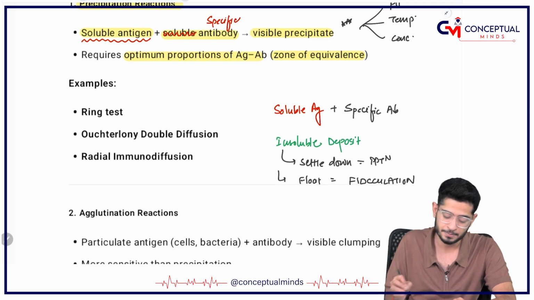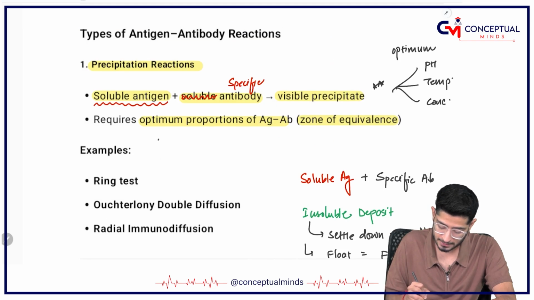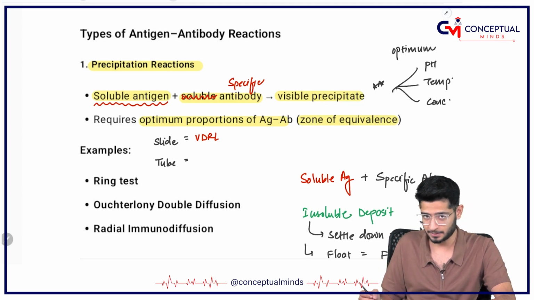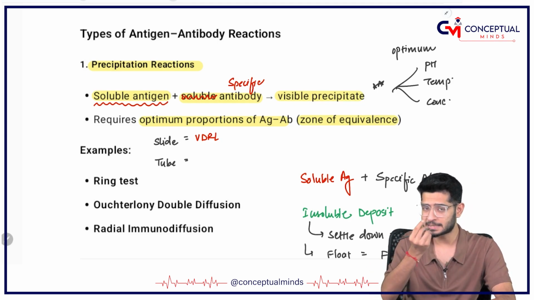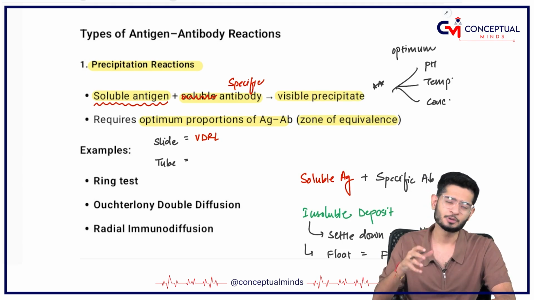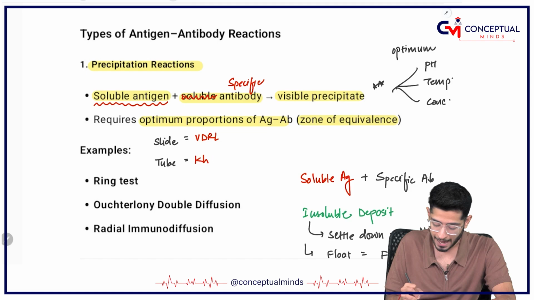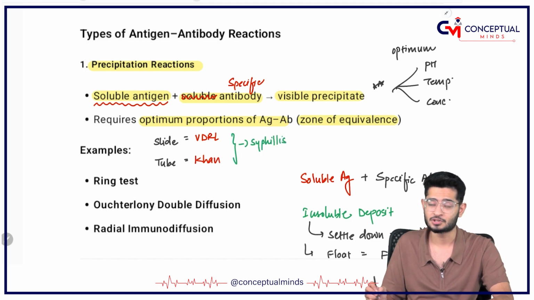And the examples are either the slide test or the tube test. On the slide, you may have witnessed VDRL, which is an example of flocculation reaction. That means a precipitate is going to get formed and that will be visible to you. So on the slide we have the VDRL test, and on the tube we have the Kahn test. Both of these are actually for syphilis only. So this is the importance of precipitation tests.